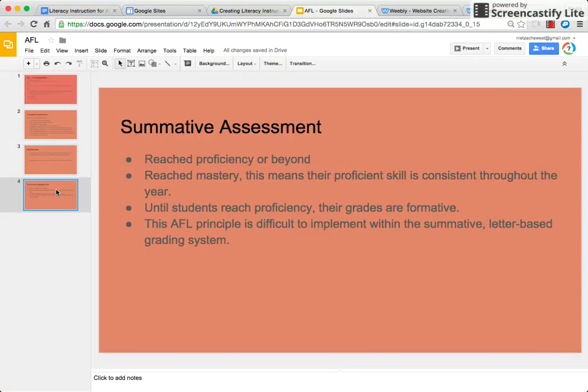Summative assessments basically mean the student does not need you anymore. They've reached proficiency or beyond. By reaching mastery, they're proficient in this skill consistently throughout the year and in different ways, different tasks and contexts. So until students reach that proficiency, their grades are formative, they're flexible. This principle of assessment for learning is really difficult to implement within the summative letter-based grading system, or grade book system, I should say.